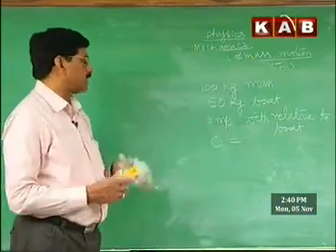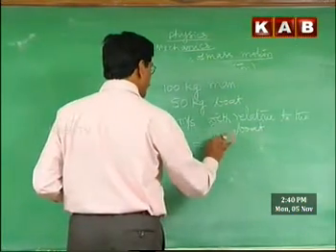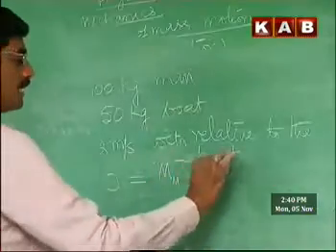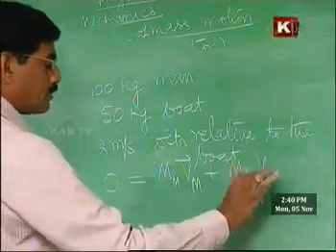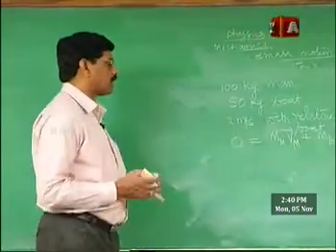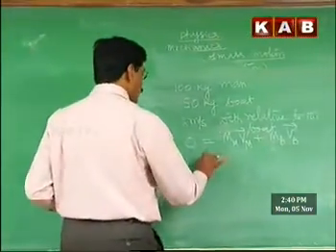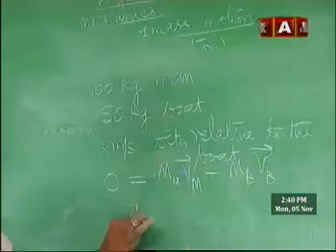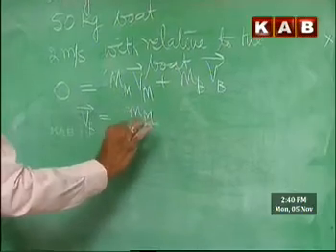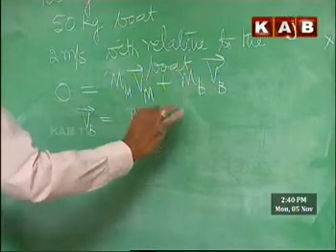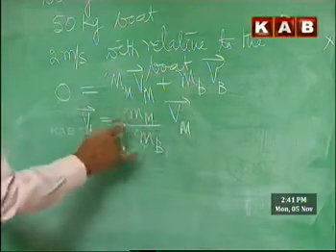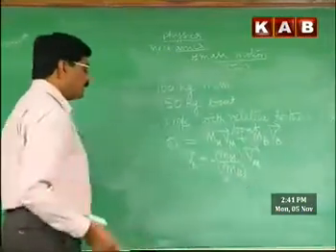Initial linear momentum is 0. Therefore, final linear momentum, m of man times velocity of the man, plus m of boat times velocity of the boat, has to be 0. Because initially it is 0, the final sum of the total linear momentum should be 0. Therefore, VB is equal to minus m by mb into Vm. What is m here? Mass of the man, mass of the boat, velocity of the man.